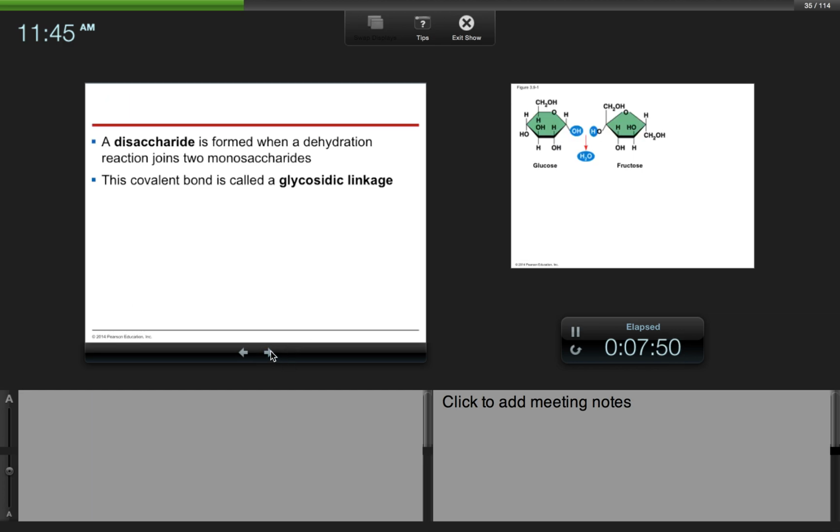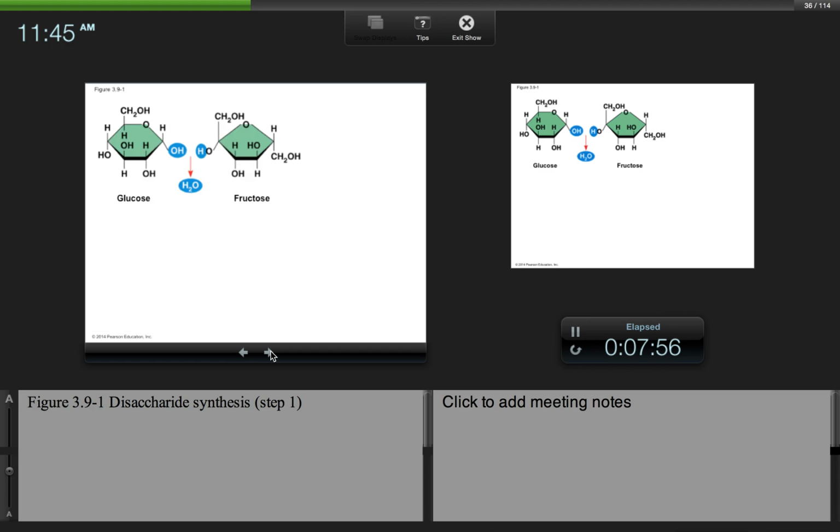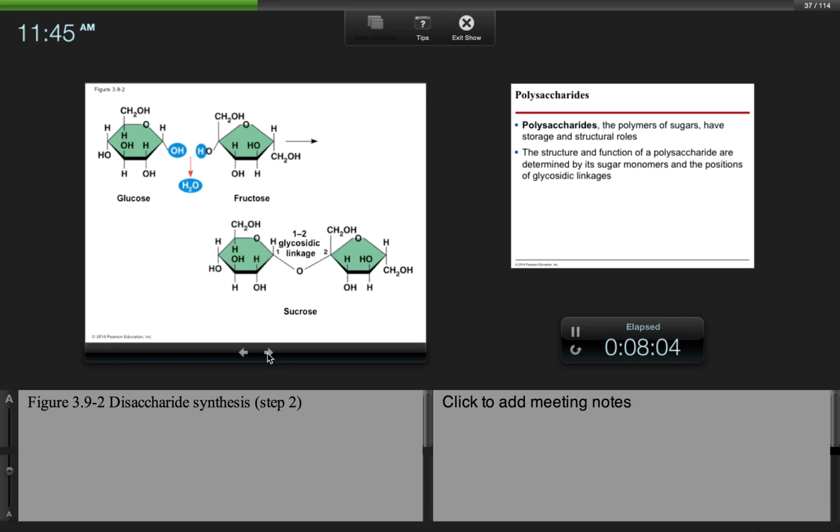A disaccharide is formed when a dehydration reaction joins two monosaccharides. The covalent bond is called a glycosidic linkage. Okay, so dehydration synthesis, removing OH and an H to form water. And then the linkage between this carbon and this oxygen and that carbon, that's called a glycosidic linkage. So that's unique to carbohydrates.